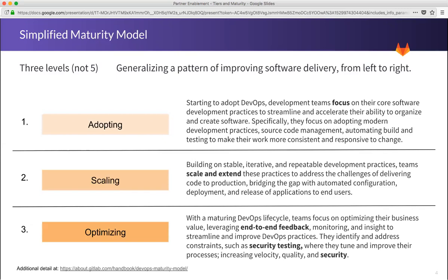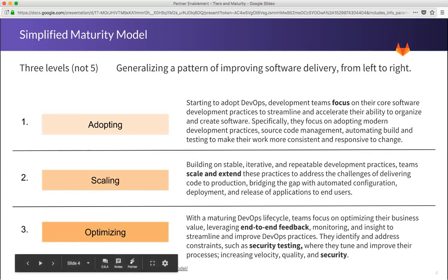So this is the maturity model that we are proposing, that we're working with. This is a simplified maturity model, 3 steps, not 5. And it's a model of an organization's maturity as they move through adopting the advanced software delivery practice. Normally from left to right, this is listed here from top to bottom: adopting, scaling, optimizing. So these are the 3 stages.